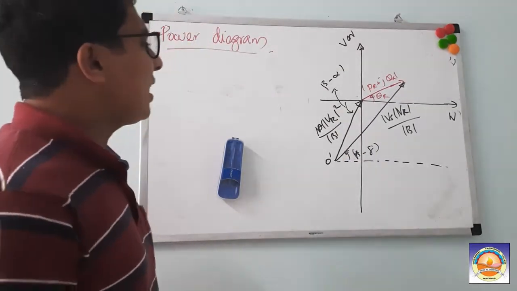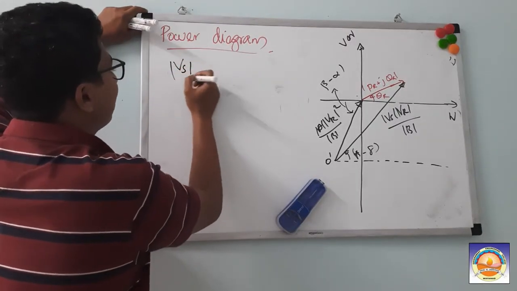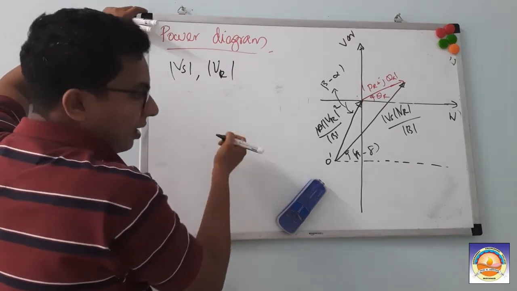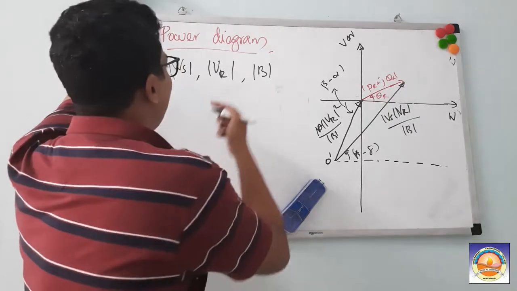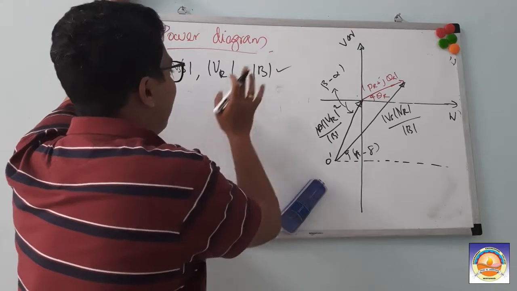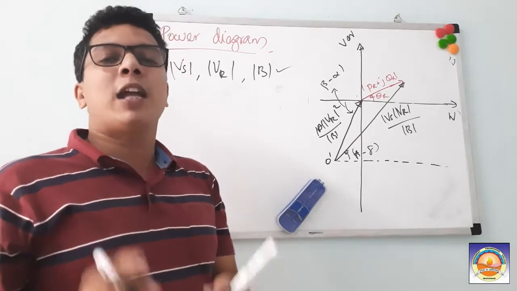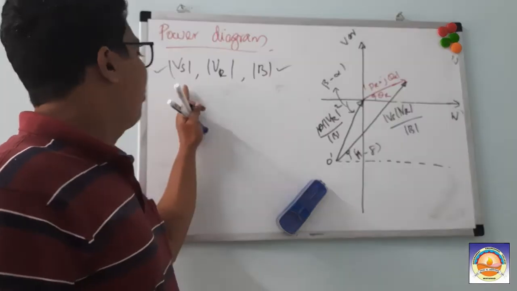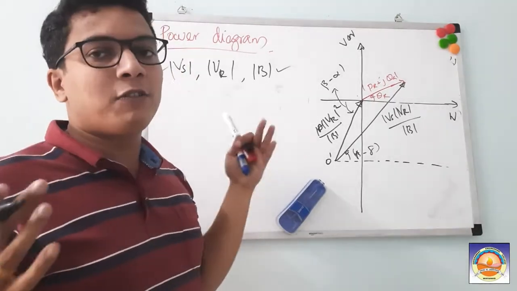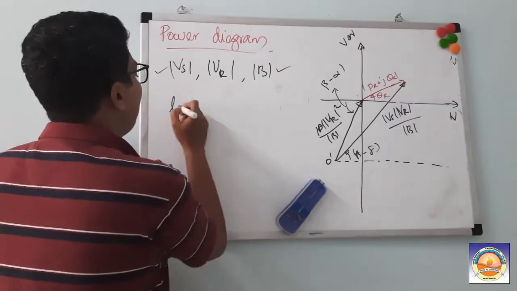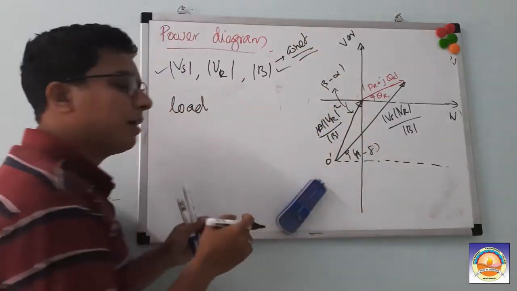Another interesting part we are going to see is that if I keep modulus of Vs and modulus of Vr constant, and since my ABCD parameters are not going to change for a transmission line, they remain the same for a particular transmission line. So if Vs and Vr are kept constant, then what will the power flow depend on? Power flow will depend only on load, since Vs, Vr and B are constant.